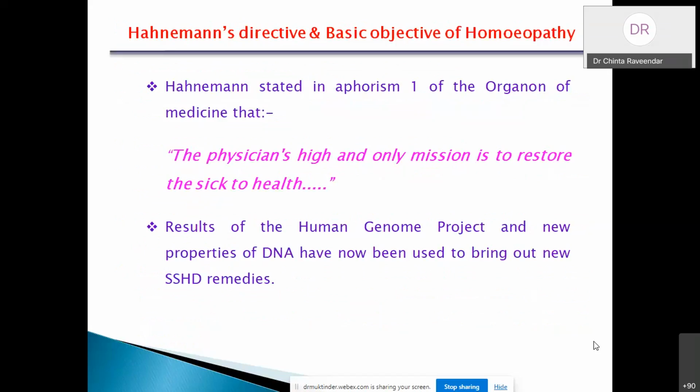Next. So now, that is the background. This is how Hahnemann came. Hahnemann's directive and the basic objective of homeopathy, everybody knows it. First aphorism: the physician's high and only mission is to restore the sick to health. The results of the Human Genome Project and the new properties of DNA have now been used to bring out a new remedy. To support Hahnemann's first aphorism, we can research further, we can bring a lot of wonderful drugs into our science to fulfill Hahnemann's first directive, the physician's high and only mission to restore the sick to health.